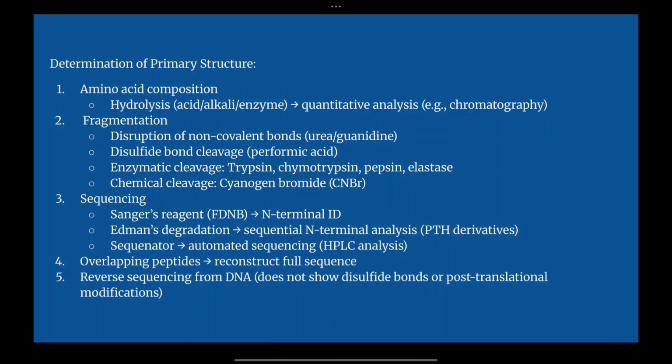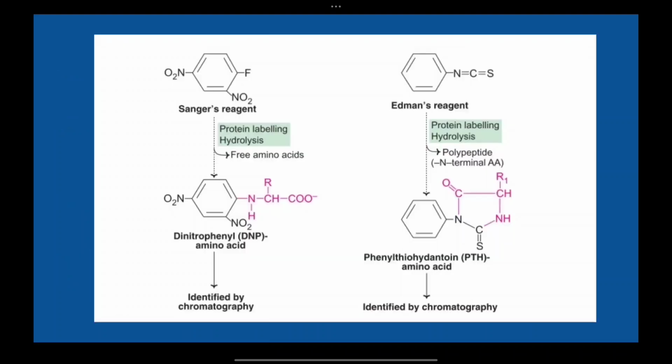Reverse sequencing from DNA does not show a disulfide bond or a post-translational modification. Reverse sequencing from DNA means that you take the gene for the protein, transcribe it to an mRNA, and then sequence the mRNA. After sequencing this mRNA, you find out the sequence of the protein that is encoded by the mRNA. So that's how reverse sequencing is done.